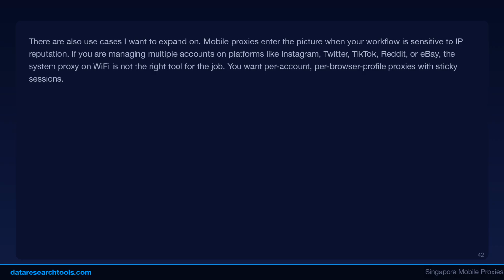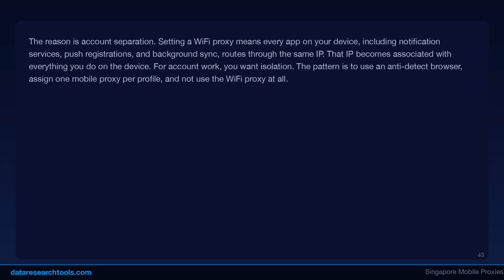The fifth detail is iOS configuration profiles. Enterprises can deploy iOS profiles that include proxy settings, and these profiles apply globally rather than per Wi-Fi. If you ever install the profile from work, your proxy settings may be inherited from that profile and not editable directly in Wi-Fi settings. There are also use cases I want to expand on.